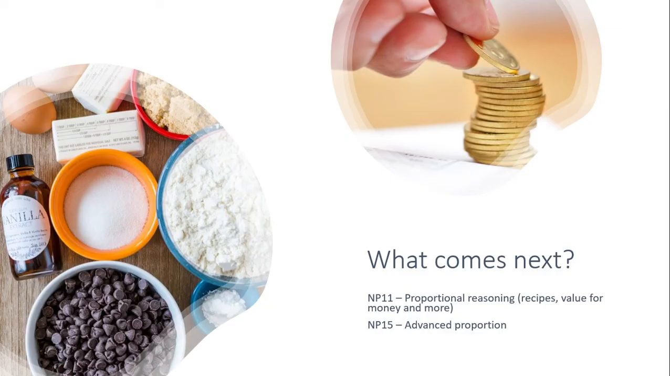So what comes next in this unit? Well, it's part of a bigger topic called proportion. So one of the later units you'll learn about is proportional reasoning. And in this unit, we'll do things like recipes, scaling up recipes for more people or for fewer people. And we'll do things like working out which of 2 offers are the best value for money and lots more as well. And then later on in your schooling, this leads on to the concept of advanced proportion, which is where we'll link proportion with algebra as well.